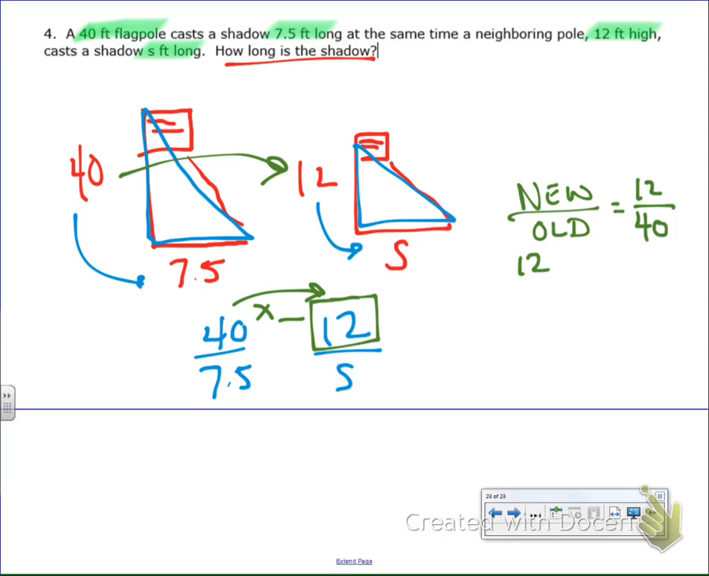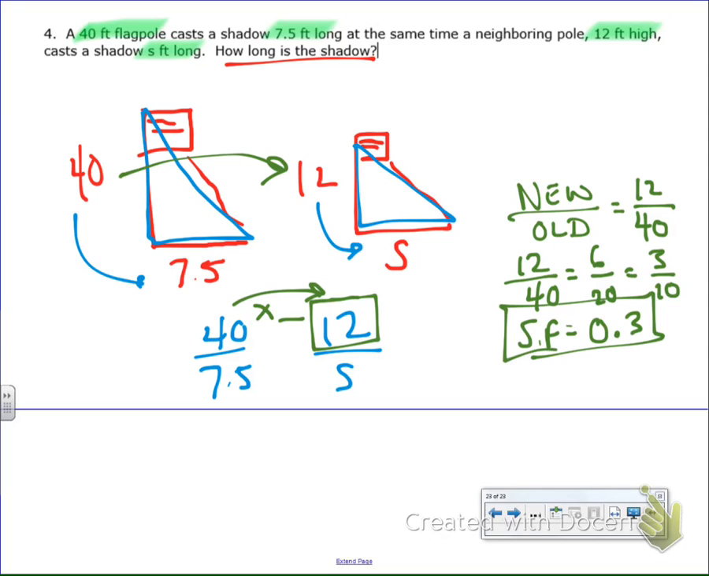Now if I do some reducing right here, 12 over 40 goes to 6 over 20, which goes down to 3 over 10. Now 3/10 is a nice friendly decimal, so I can say that my scale factor is 0.3. That means that 40 times 0.3 gives me 12, and if I did that to the top, I need to do that to the bottom. So 7.5 times 0.3 should get me my answer.